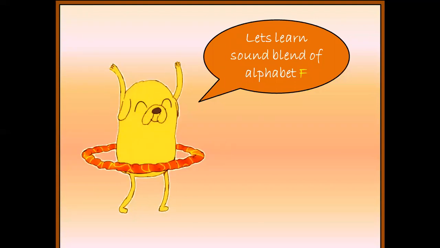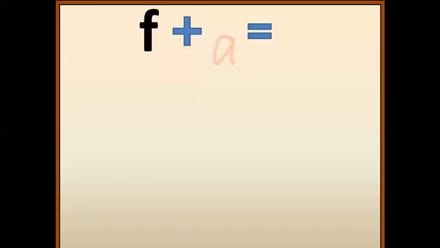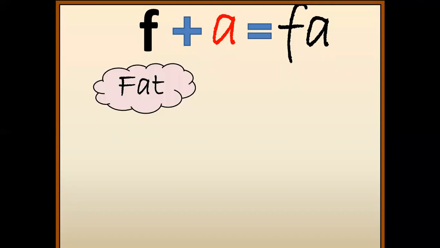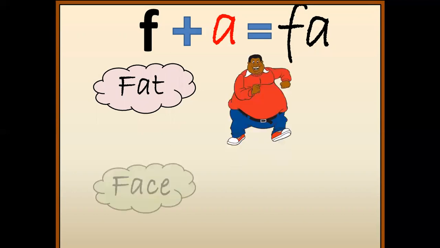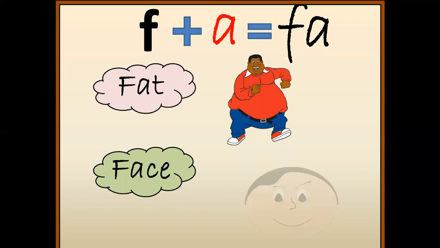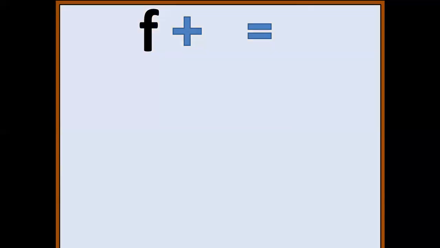Are you ready? Let's go. What is this? A. A. What is the sound of F? F. And what is the sound of A? A. Now join these two sounds. F, A. F, A. Fat. Fat. Fat. F, A. Face. Face.